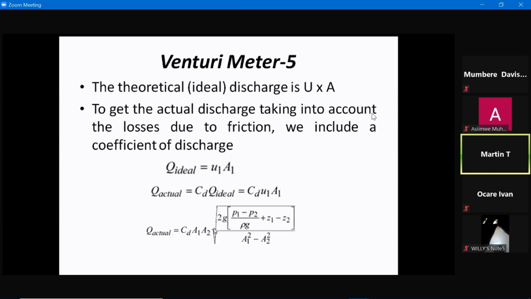Hello? Hello. Yes, sir. That coefficient of discharge, how is it determined? Is it determined experimentally or is it just estimated?